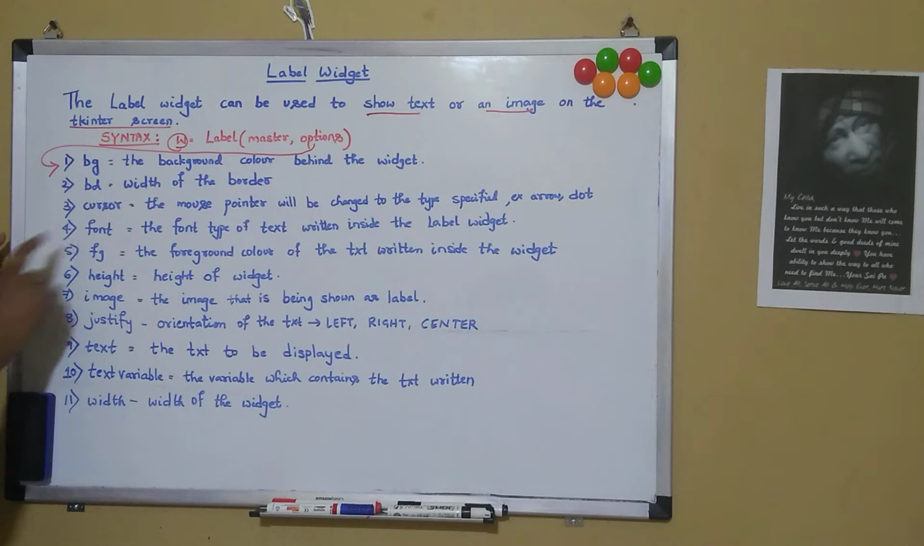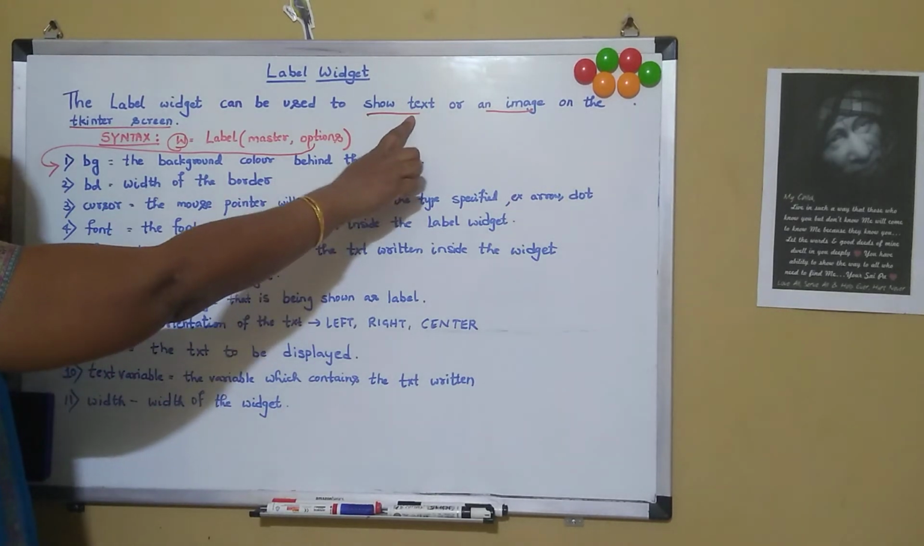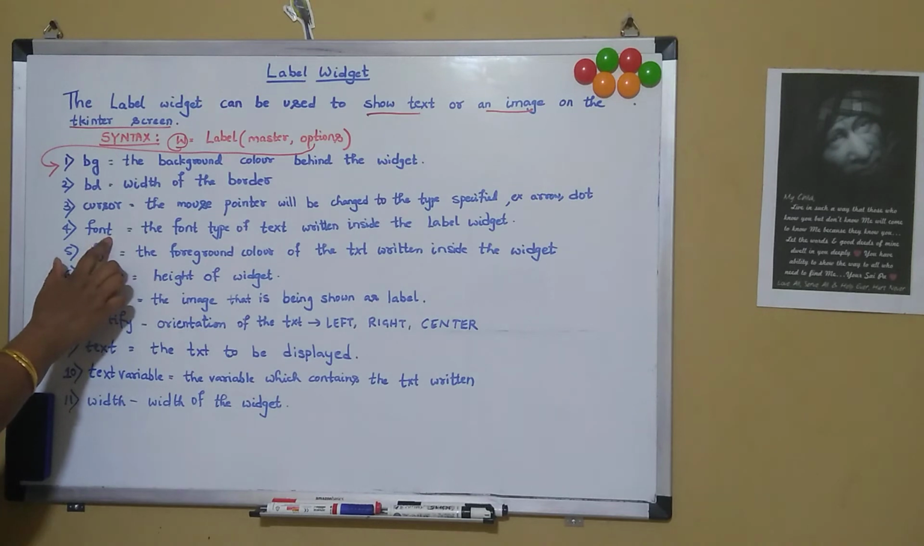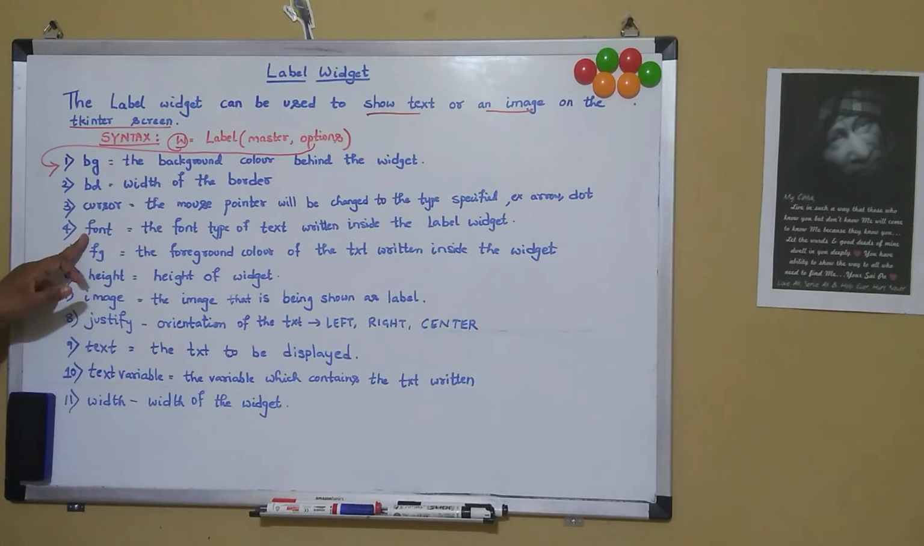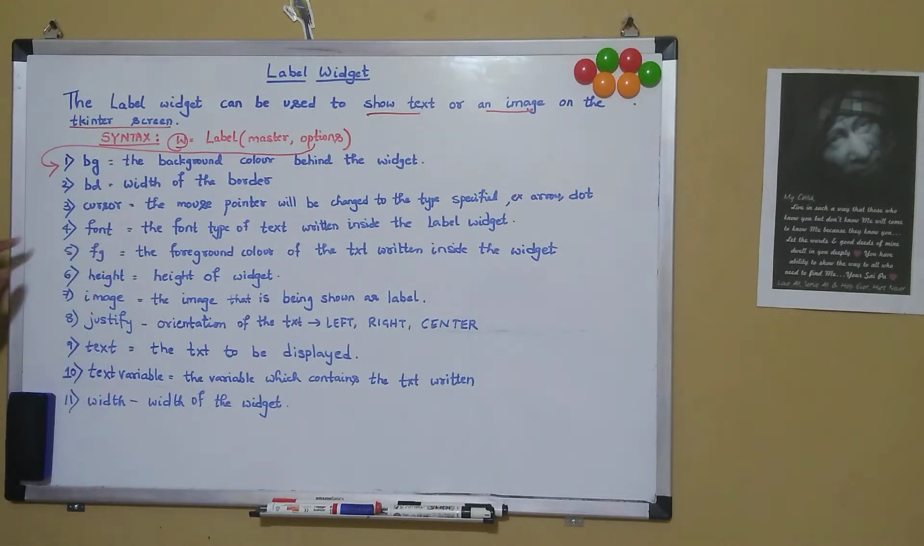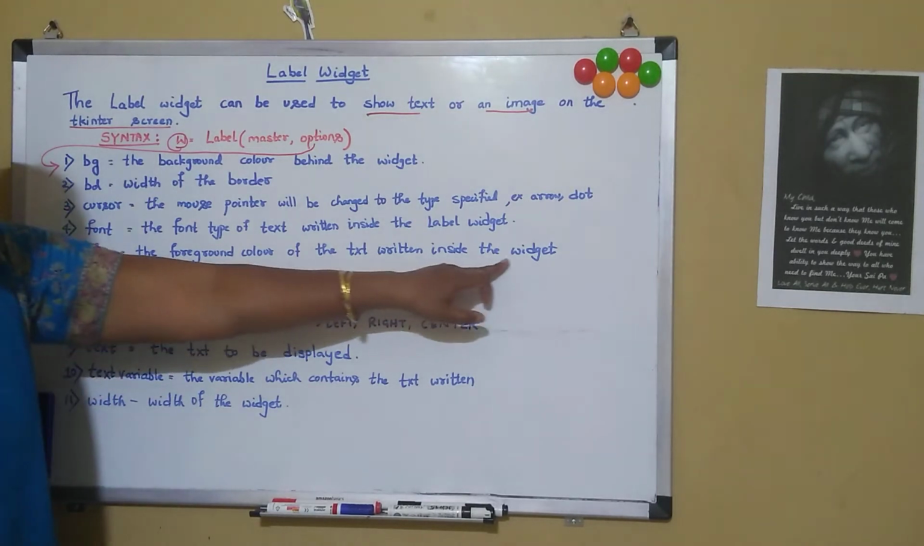The fourth one is the font. We know that the label widget is used to show some text on the Tkinter screen. So the font type can be given with the font parameter. By giving the font option, we can give the value, whether it should be Arial, Helvetica, Courier, and we can also give the font size. So font is used to represent the font type and size which we want to incorporate in our text. Then comes FG, the foreground color of the text written inside the widget.